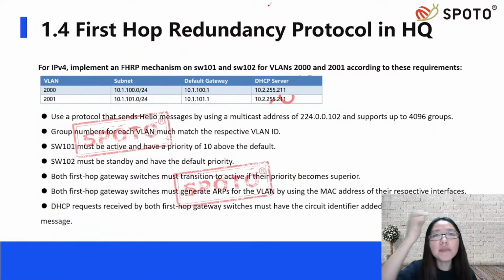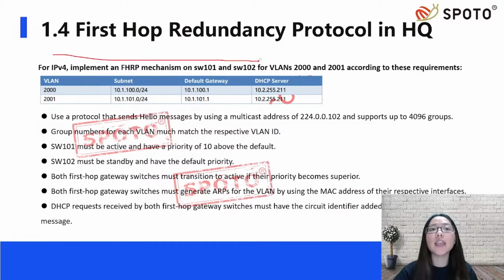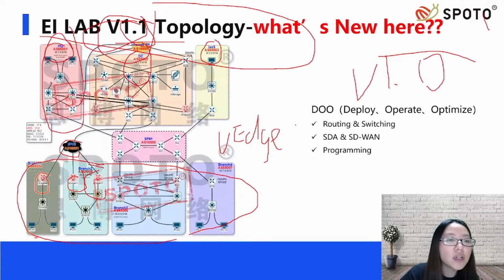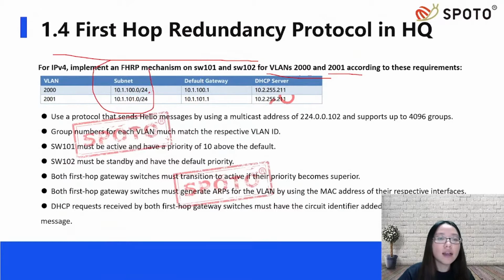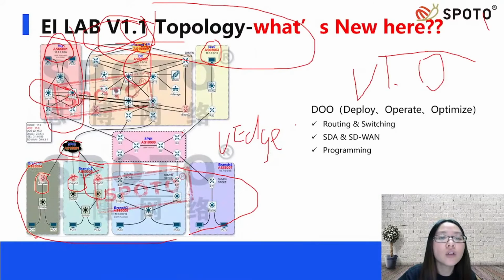Let me show you the next part about the first hop redundancy protocol in HQ. For IPv4, we implement FHRP on switch 101 and 102 for VLAN 2000 and 2001, so we need to configure FHRP on these two switches. You can see it's about our subnet, default gateway and DHCP server. The DHCP server is our switch 211.